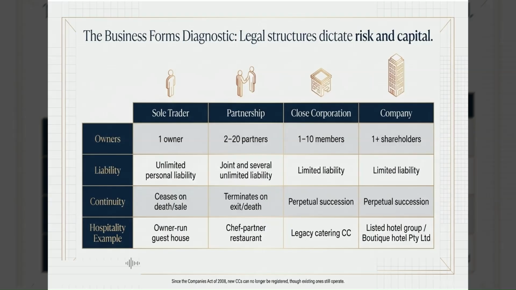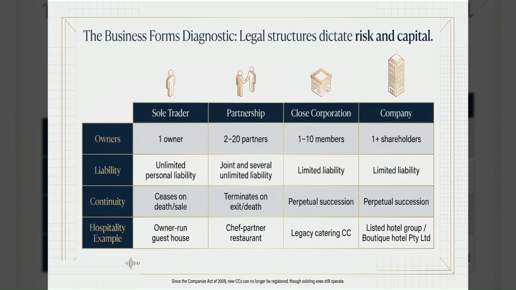Joint and several unlimited liability. Read that phrase precisely. Joint and several means a creditor may pursue any one partner for the whole debt, not merely for that partner's share. If your co-partner cannot pay, you pay all of it. Like the sole trader, the partnership is not a separate legal entity and it ends when a partner exits or dies.